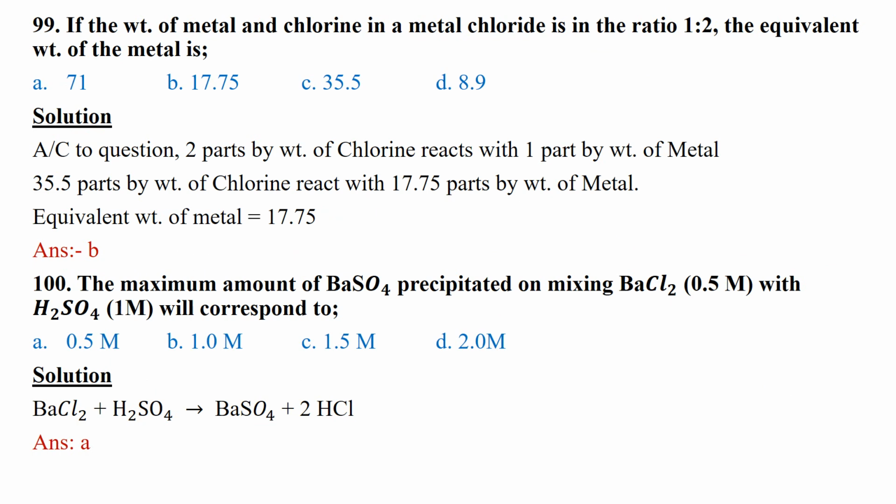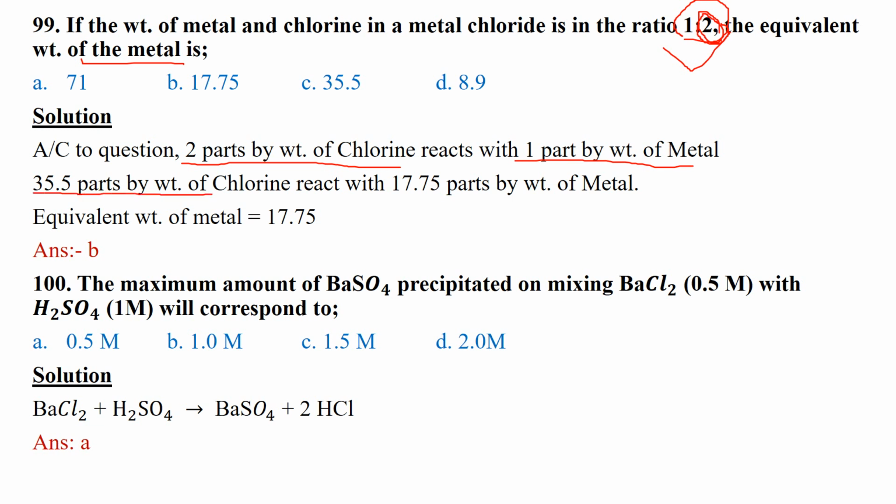Next question: if the weight of the metal and chlorine in a metal chloride is in the ratio of 1:2, we have to find the equivalent weight of the metal. In a metallic chloride, the equivalent weight of the metal is the weight which combines with 35.5 parts by weight of chlorine. According to the question, the ratio of metal to chlorine is 1:2, so 2 parts by weight of chlorine react with 1 part by weight of metal.